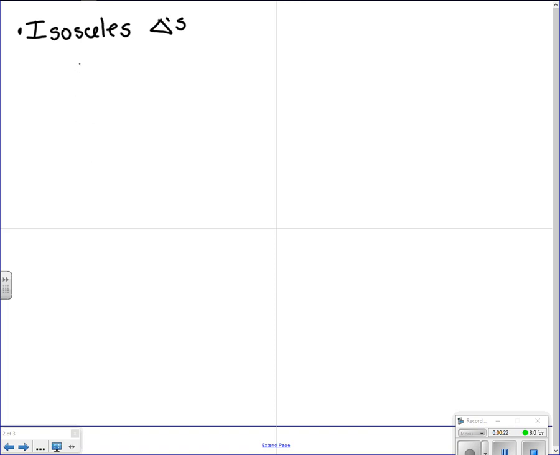An isosceles triangle looks like this. It is a triangle where two of the legs will be congruent. When I talk about an isosceles triangle, those are called the legs. The sides that are congruent are called the legs.